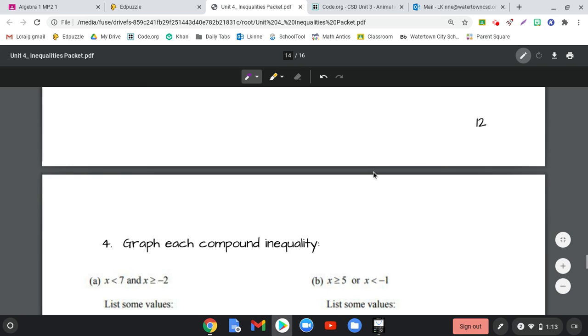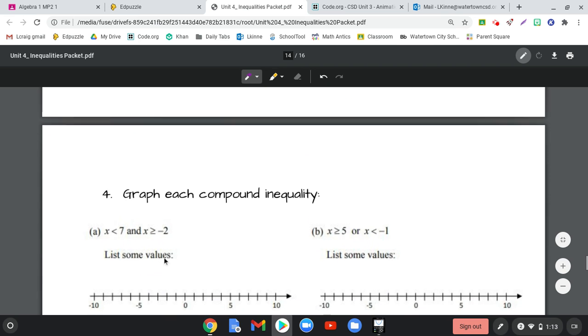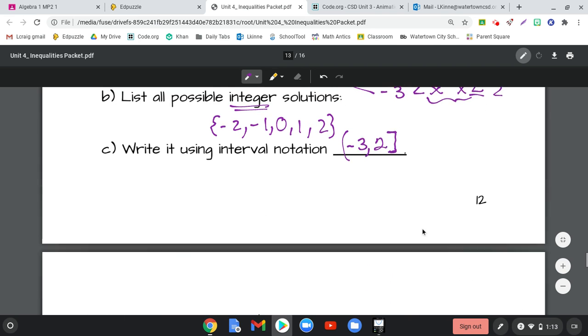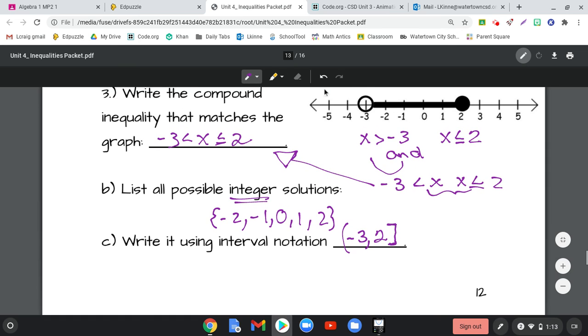We'll save the rest of these for the next lesson. I don't want to make this too long, but we'll get some practice. If you want to get a head start on these, by all means, go ahead. But otherwise, we're just going to focus on writing with interval notation and graphing those. If you have any questions, let me know.